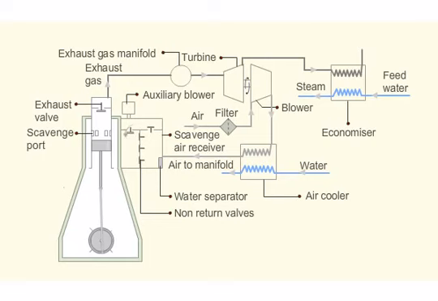If the turbocharger breaks down, the auxiliary blower delivers sufficient air to run the engine at reduced power to reach the next spot.